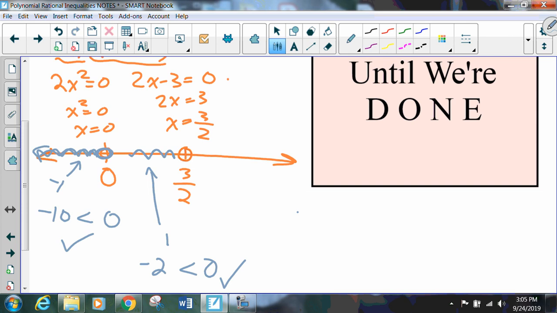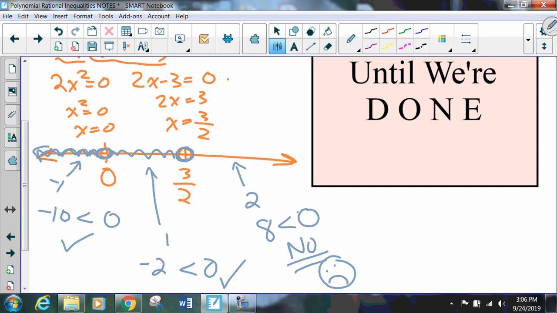Welcome to the solution. Now, we know that 3/2 is not part of the solution, but let's check to the right of 3/2. Let's use 2, since 3/2 is 1.5. We're going to plug it into the equation, and when I did, I got 8. Is 8 less than 0? No. You are not part of our solution. We're going to exclude you.